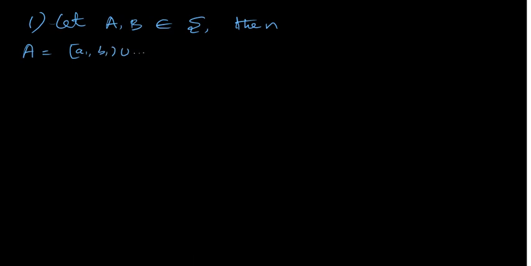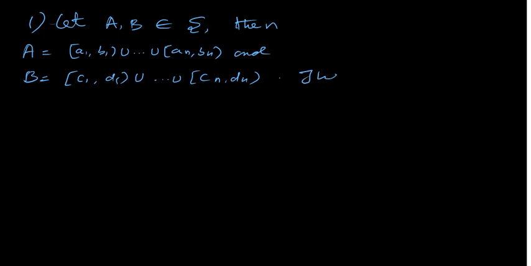The first property, let A, B belong to S. By MPT, it is obviously there. You can easily verify that. So then this A is of this form: A is equal to A1 B1 union ... AN BN, and B is equal to C1 D1 union ... CN DN.